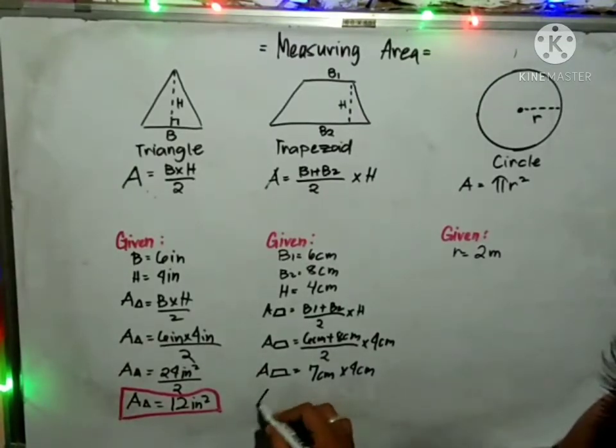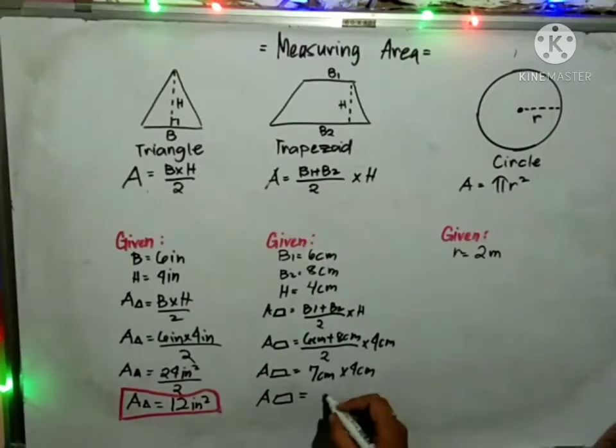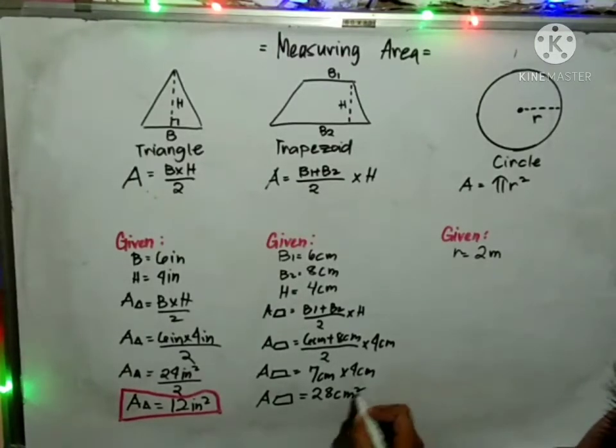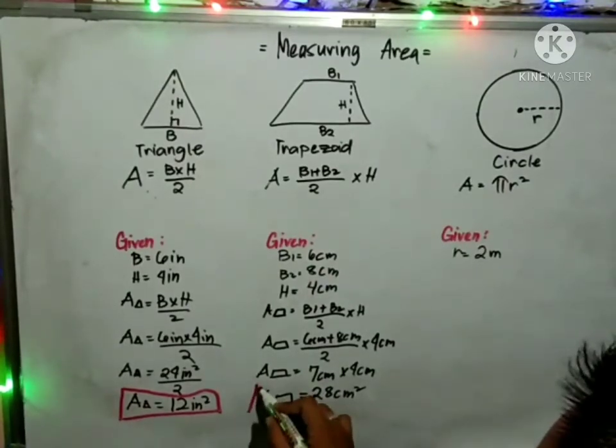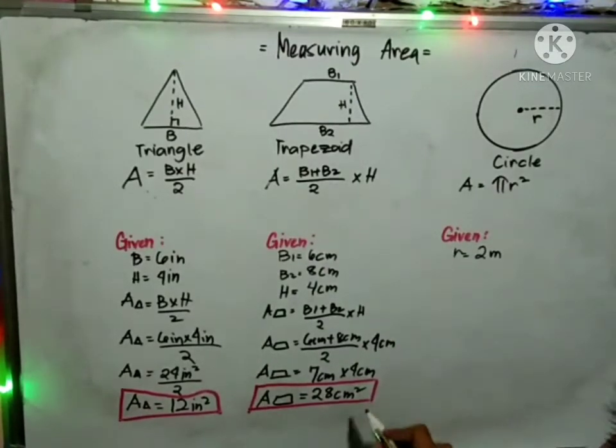Next, area of the trapezoid is equal to 7 times 4 is equal to 28 square centimeters kasi centimeters times centimeters is equal to square centimeters. So the area of the trapezoid is 28 square centimeters given that the base 1 is equal to 6 centimeters, base 2 is equal to 8 centimeters, and the height is equal to 4 centimeters.